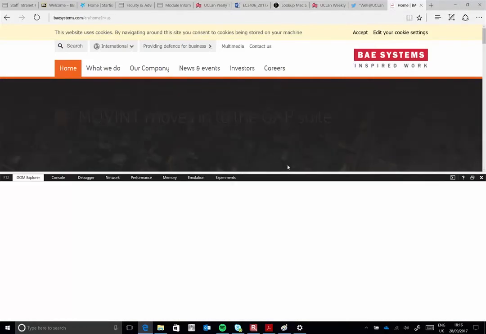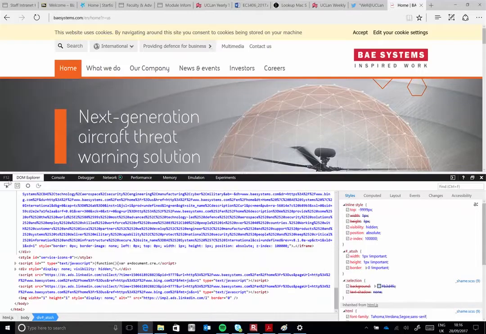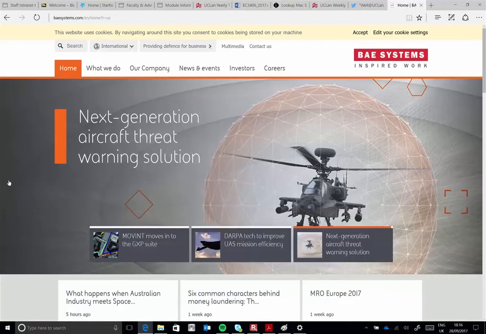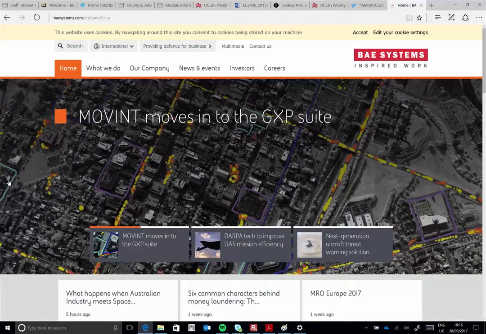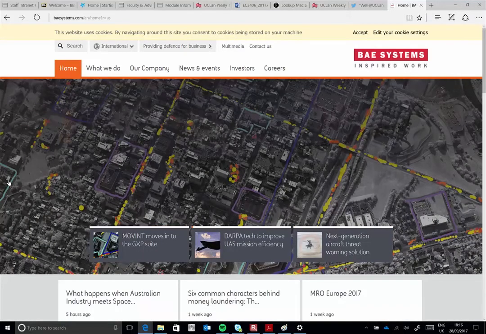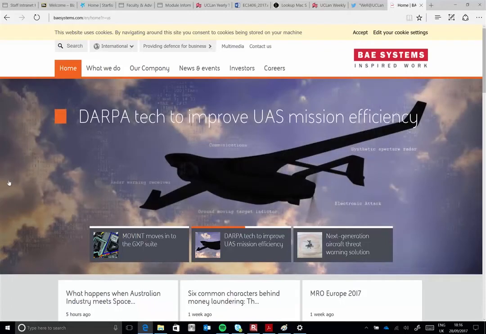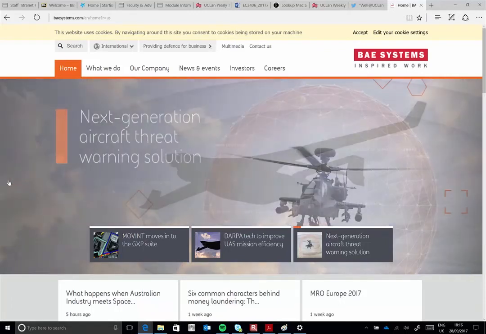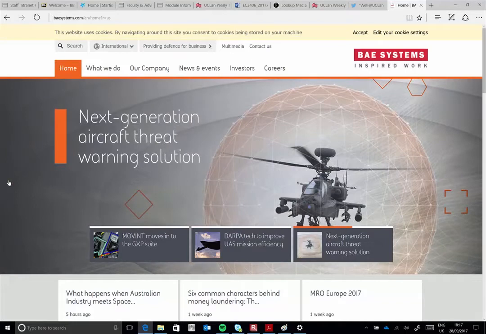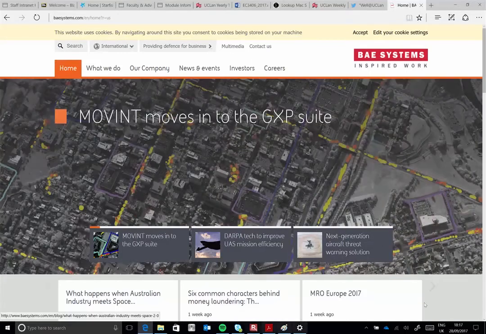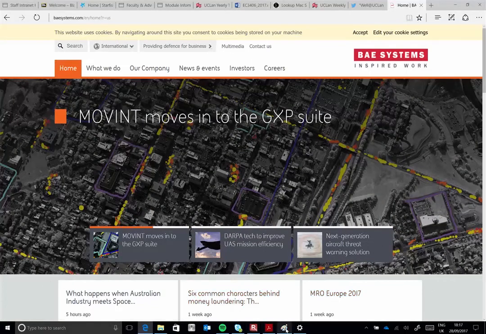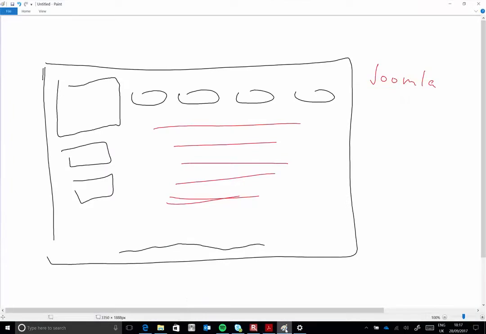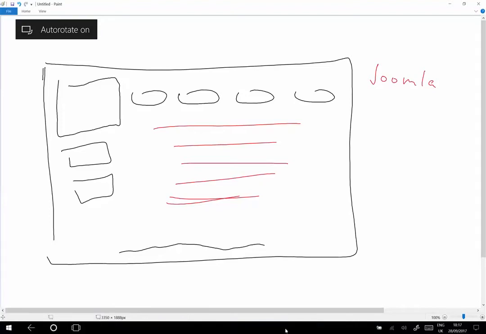Let's have a look. Well, I'm not sure. If you look long enough, you'll figure out which CMS it is. So very common ones are Joomla. I talked about Joomla. Another very common one is Drupal.